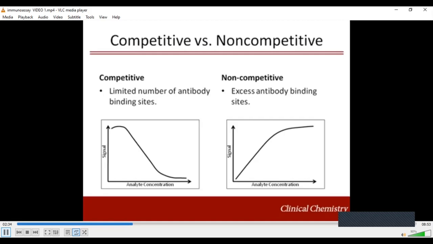Non-competitive immunoassays are designed to have excess antibody binding sites and produce a signal directly proportional to the amount of analyte in the sample. In sandwich immunoassays, two separate antibodies are used. A capture antibody is bound to a solid support and is used to extract the analyte of interest from the sample. A second antibody is labeled to allow detection and binds to a separate site on the analyte, resulting in an antibody sandwich with the analyte positioned in the middle of the two antibodies. As the amount of analyte in the sample increases, the detectable signal increases.